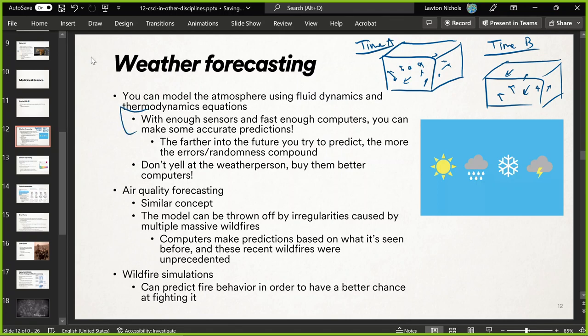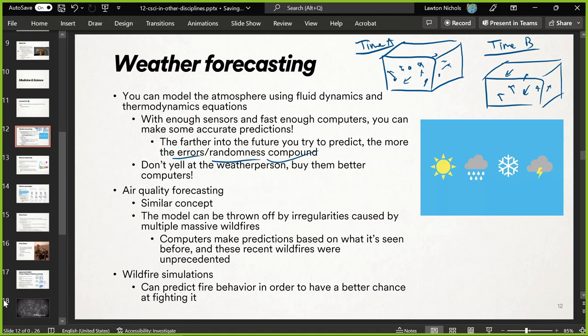So yeah, with enough sensors and enough fast computers, you can make very accurate predictions. And it's much better than a human could have ever done, right? But the farther into the future that you try to predict, like no weather forecast is trying to predict essentially a month from now, right? That's too far in the future. There's too many errors, right? Too much randomness, the butterfly effect, right? Everything compounds the farther in the future you try to predict.